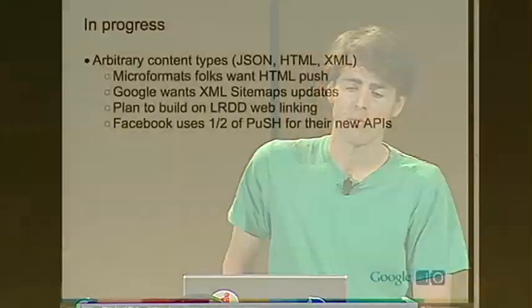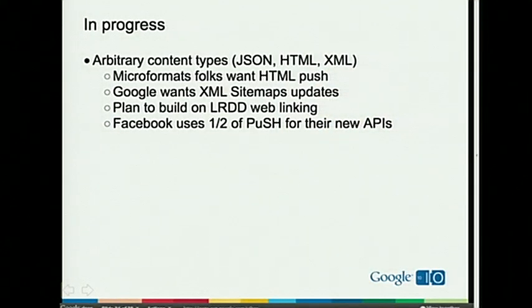So the big one that we keep hearing from people is arbitrary content type support. I don't know if you saw Facebook's real-time API that just came out at their F8 conference, but it used about half of the PubSubHubbub protocol for doing real-time notifications, which is great. It uses webhooks, it uses the same verification protocol, but they needed a different payload type, and they needed authentication, among a couple other smaller things.